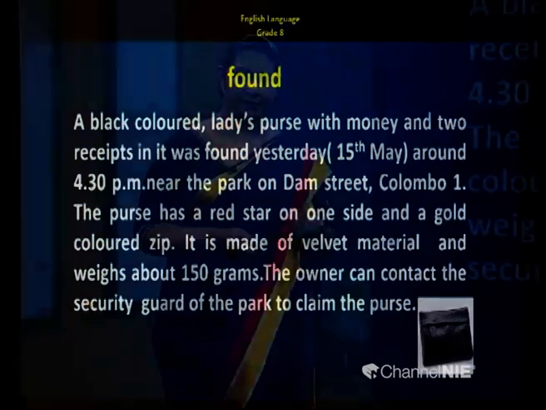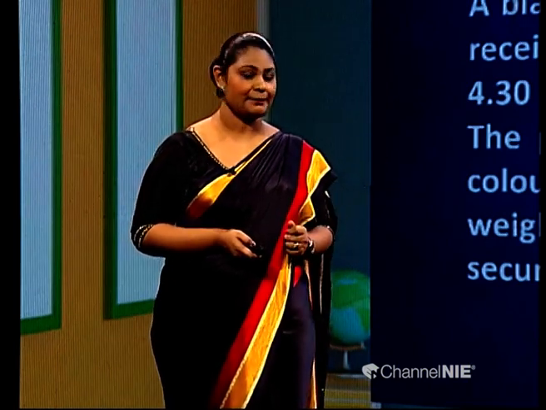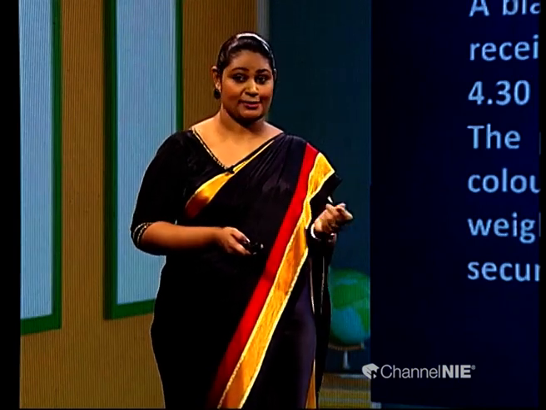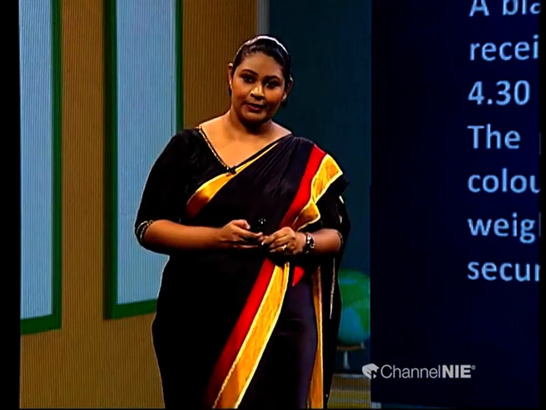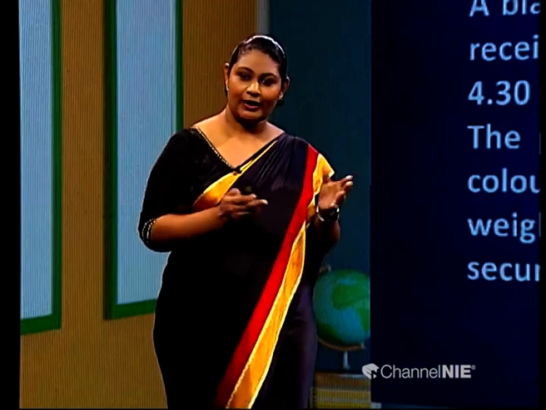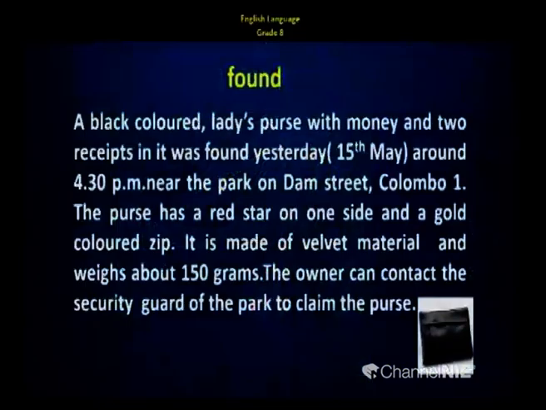All right, so somebody has found the purse that was lost, and then he is writing this to inform the owner to come and claim the purse. Come and take the purse from me. So he has to say, or she has to say, the features of the purse. Otherwise the person will not know. So what are the features of this purse? Look at the board, children. Black colored. It is a lady's purse with money and 2 receipts in it. These are the features. These are the things that were there in the purse.